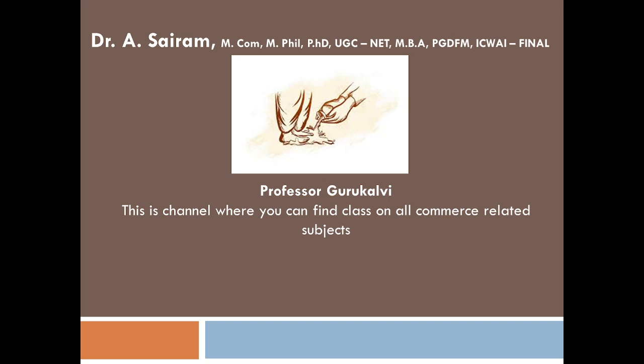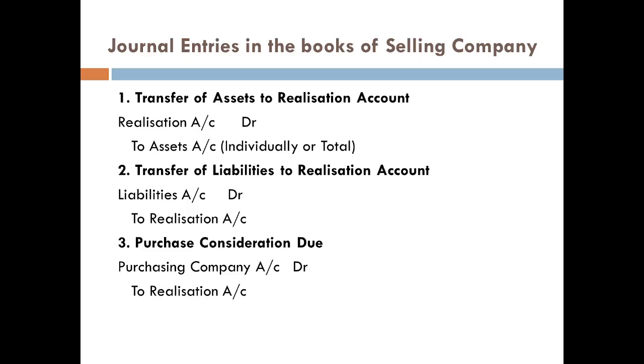So in today's video we will be looking at the format of journal entries relating to amalgamation of companies. In the earlier class we looked at some of the theoretical aspects and fundamentals of amalgamation. In today's class we are getting into the accounting aspects of amalgamation. As I said earlier, there are two important companies as far as amalgamation is concerned. One is the selling company, the other one is the buying company. So now we will look at the journal entries in the books of the selling company.